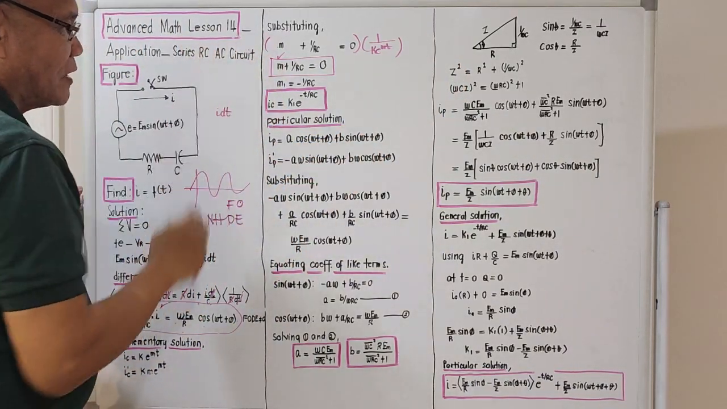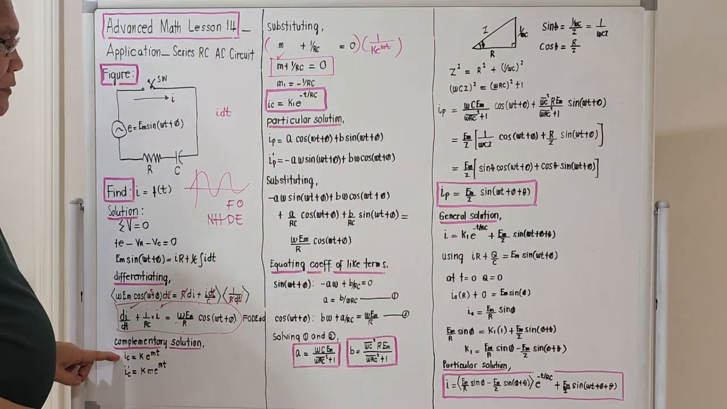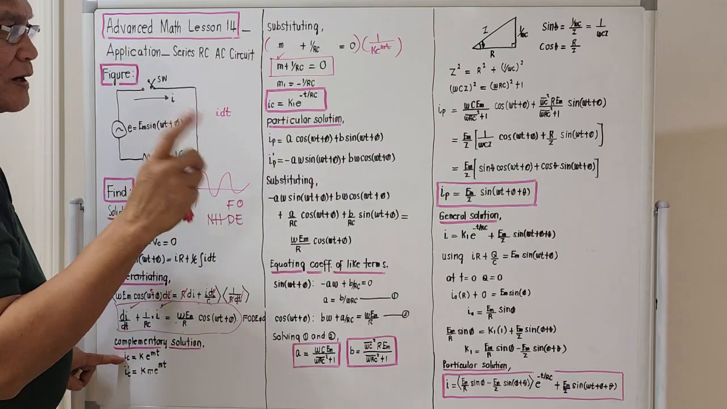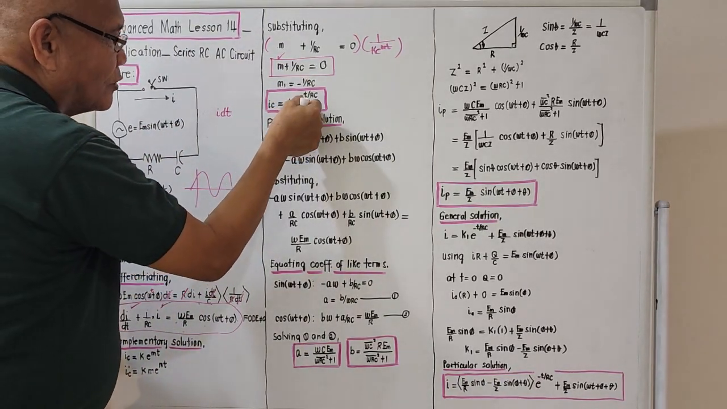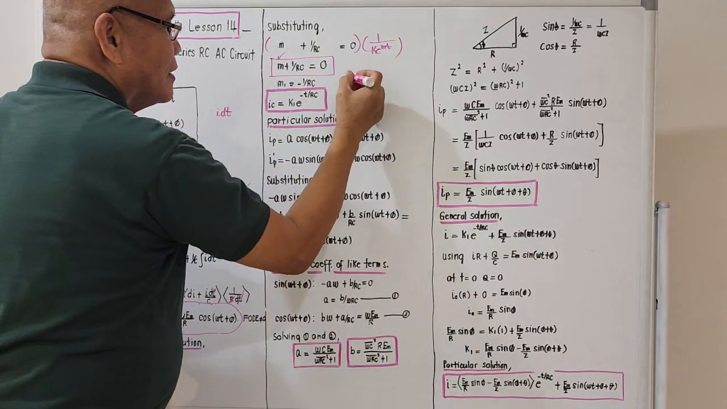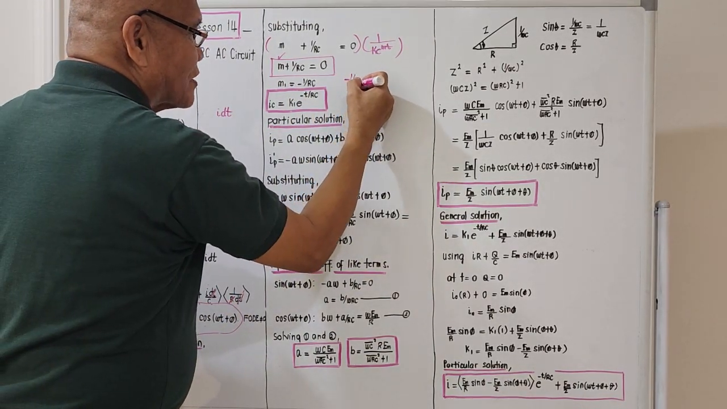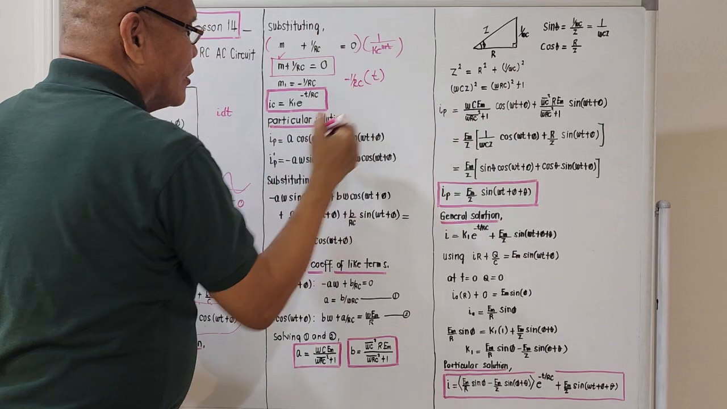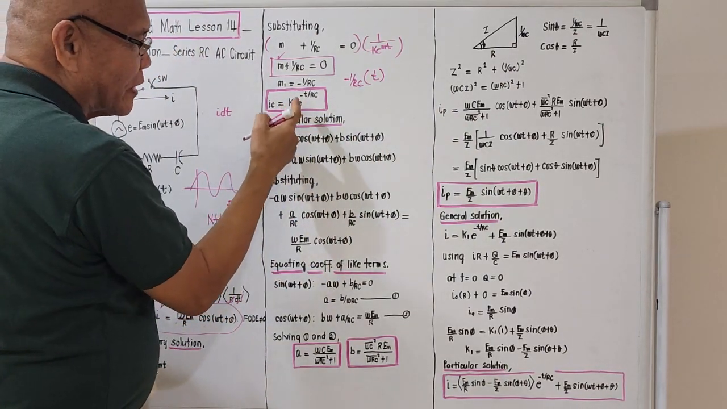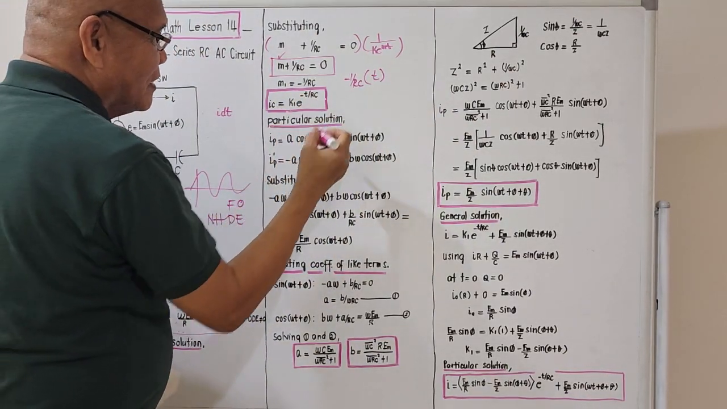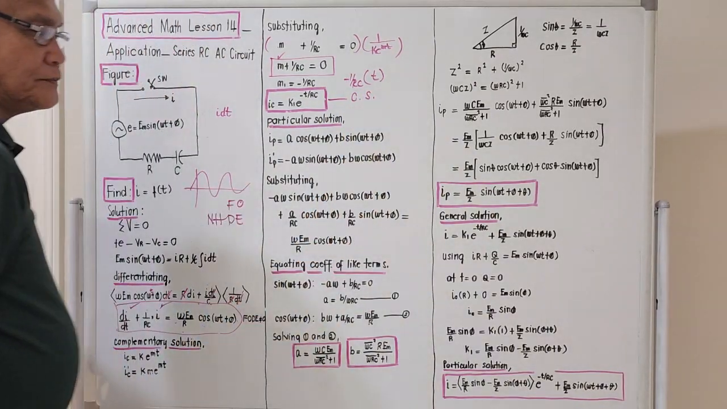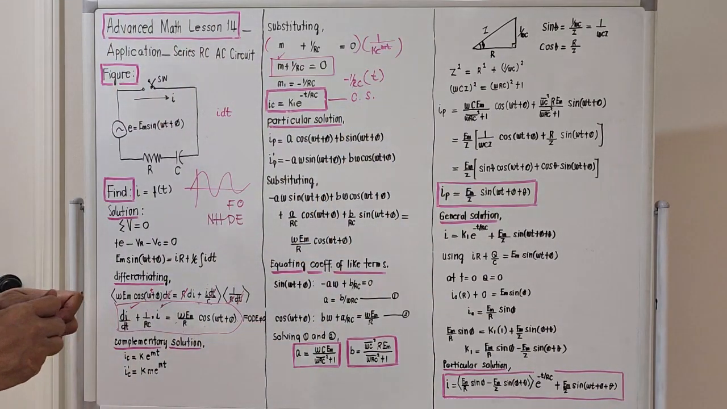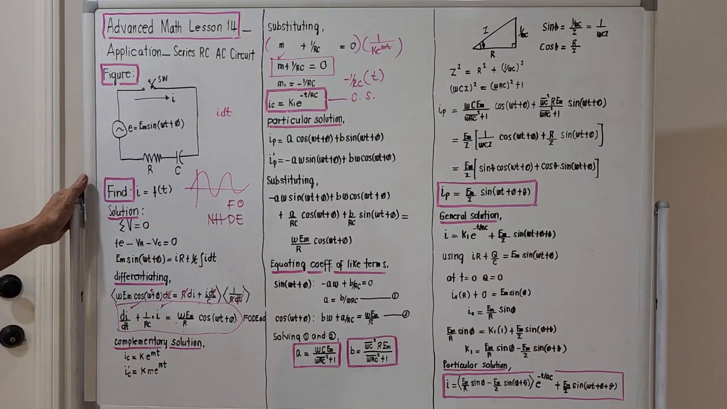So the complementary solution now, we'll go back here and place the computed value of m. It should be k1 e raised to minus 1 over RC times time, or simply k1 e raised to minus t over RC. This is now our complementary solution. Okay, let's try to bring out the particular solution.